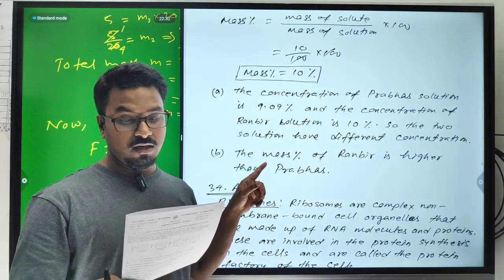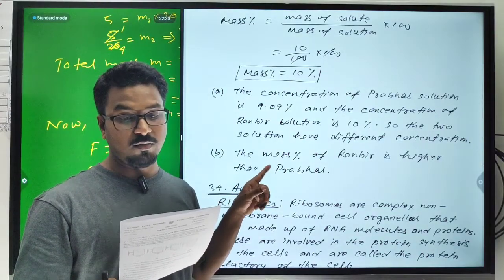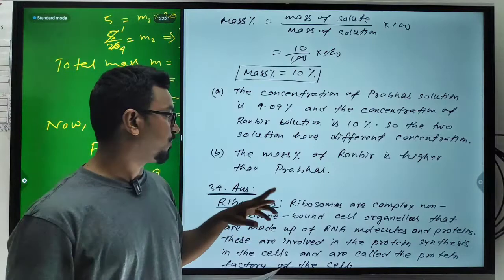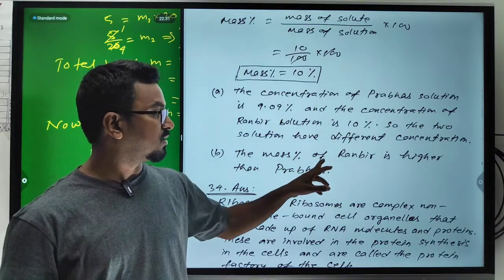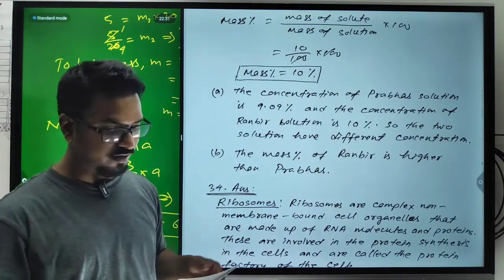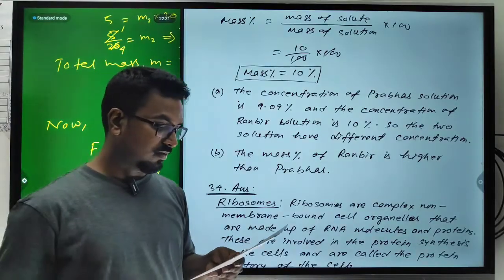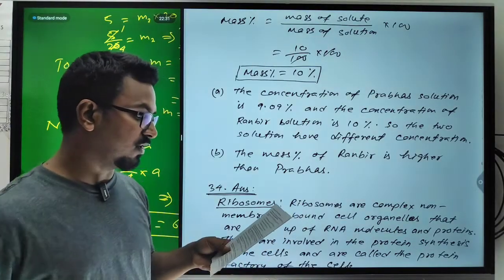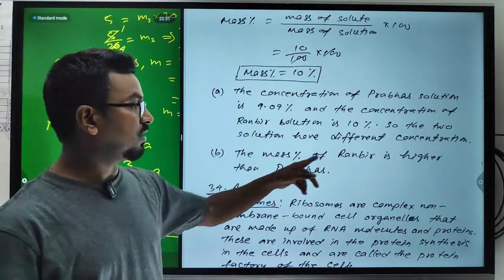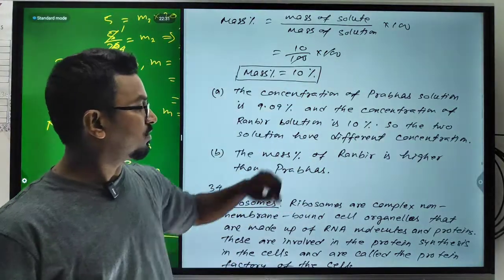It asks whether their concentrations are the same or not. So it is different. And the mass percent of Ranbir is higher than Probus. Compare the mass percent of the two solutions: who has more? Ranbir has more, 10%.